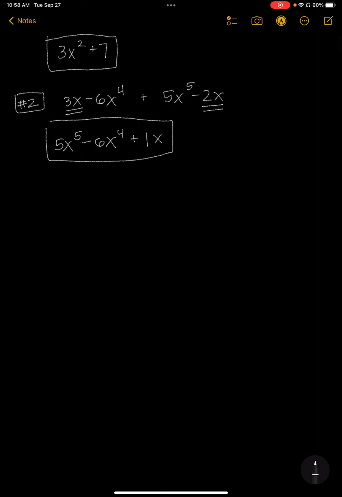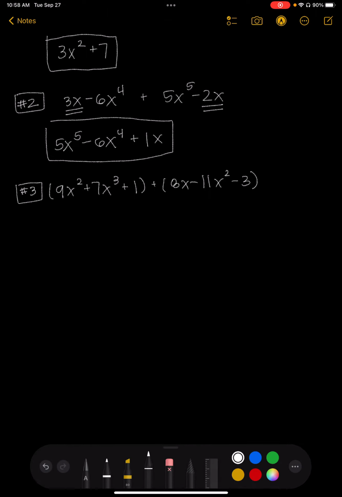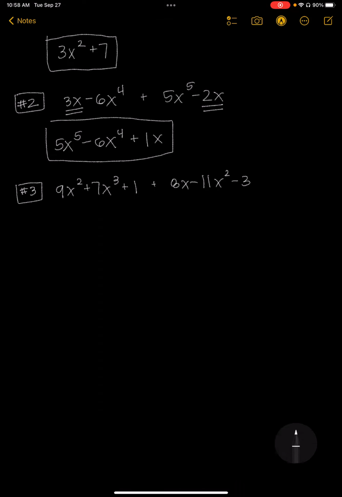All right, let's go through another example. All right, once again, we're going to take away those parentheses because we don't need them when we add polynomials. Okay, the next step is to underline our like terms.